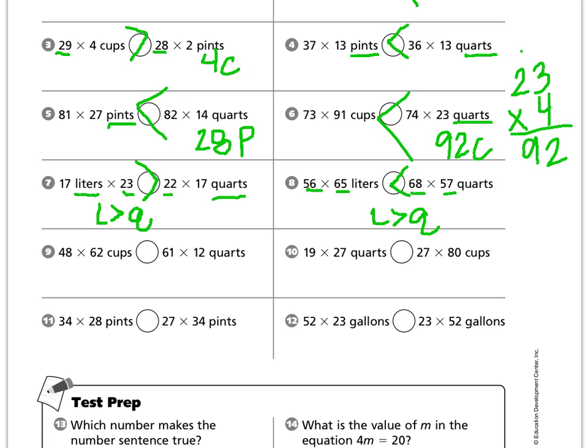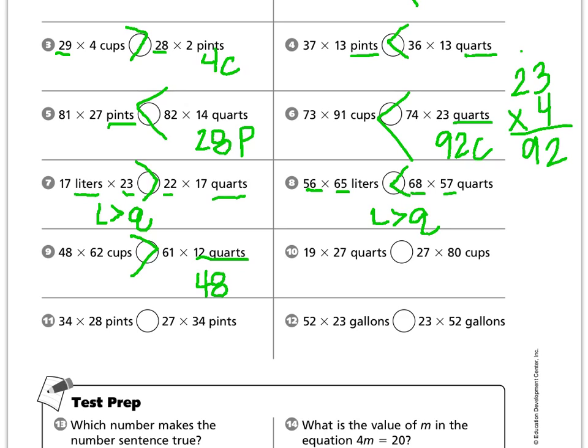Number 9, you have 48 times 62 cups and 61 times 12 quarts. Go ahead and change 12 quarts to cups. You know that there's 4 cups in each quart, so 4 times 12 is 48. So you have 62 times 48 and 61 times 48. So obviously 48 times 62 is greater.